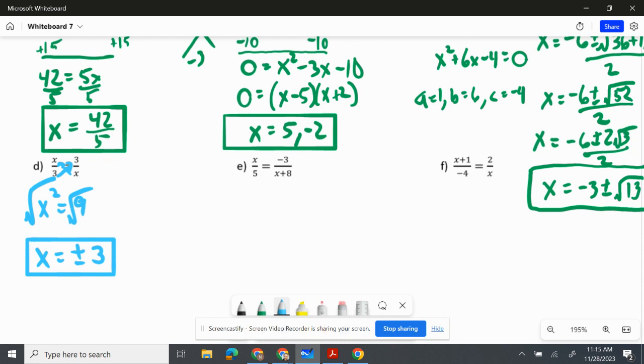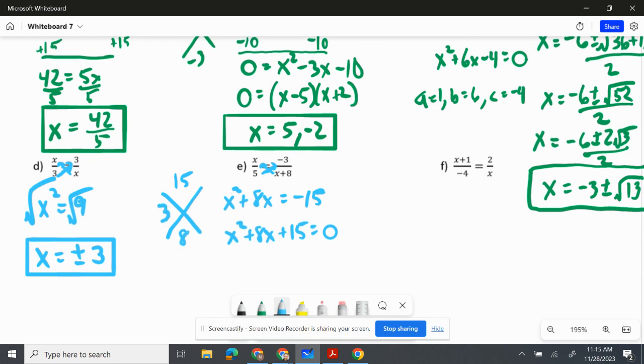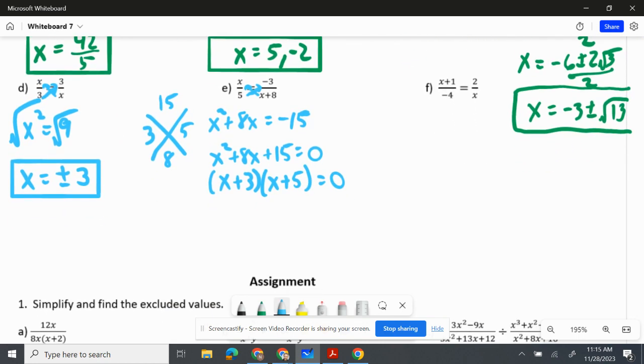For the next one, we're going to cross multiply again, and that gives us x squared plus 8x is equal to negative 15. I'm going to add the 15, and that gives me x squared plus 8x plus 15 is equal to 0. Two numbers that multiply together to give us 15 and add up to 8 would be 3 and 5. So we have x plus 3 and x plus 5. And so our opposites, x equals negative 3 or negative 5.